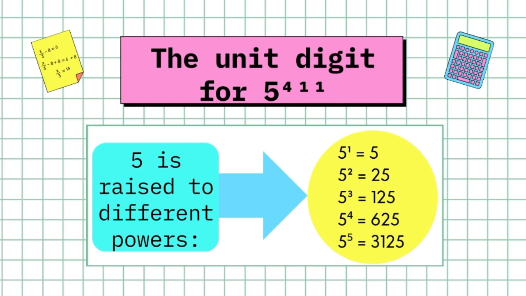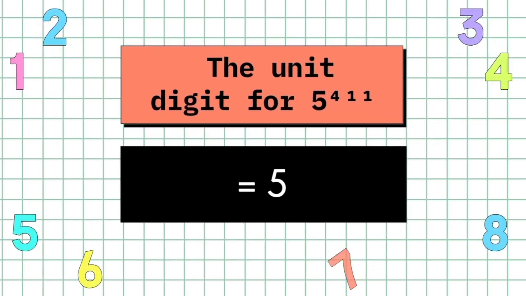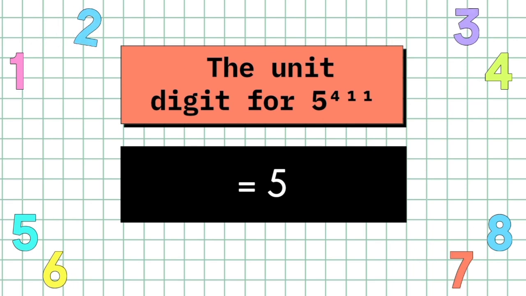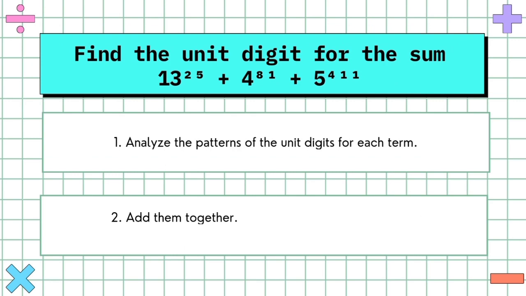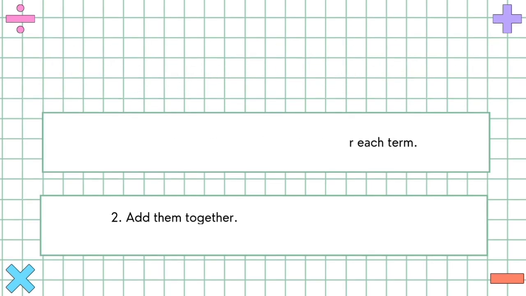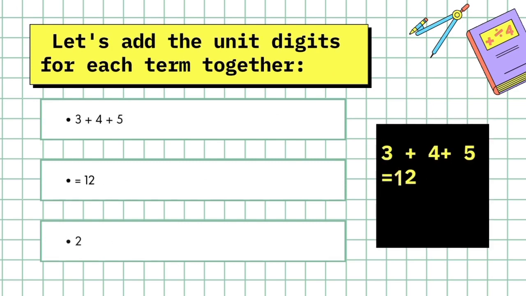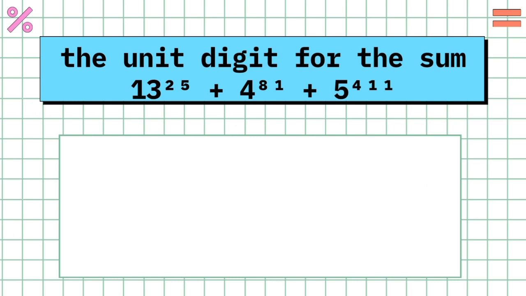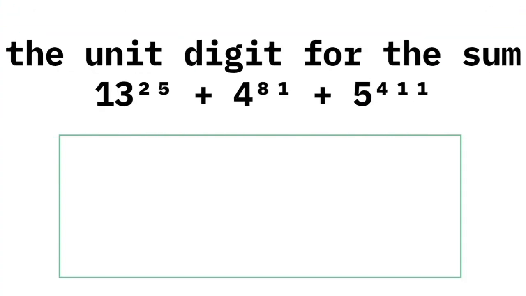And lastly, let's analyze 5 to the 411th power. As we can see, the unit digit for 5 raised to any power is always 5. So basically, the unit digit for 5 raised to the 411th power will be equal to 5. After finding the unit digits for 13 to the 25th power, 4 to the 81st power, and 5 to the 411th power, let us sum them up together. 3 plus 4 plus 5 is equal to 12. So the unit digit of 12 is equal to 2. So the unit digit for the sum of 13 to the 25th power plus 4 to the 81st power plus 5 to the 411th power is equal to 2.